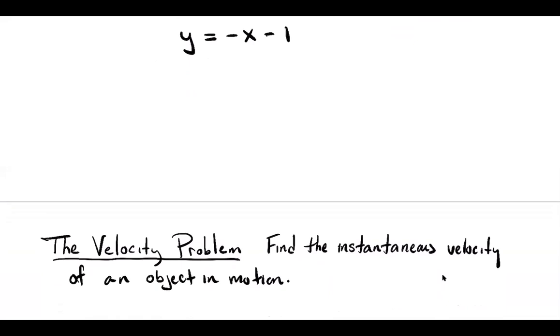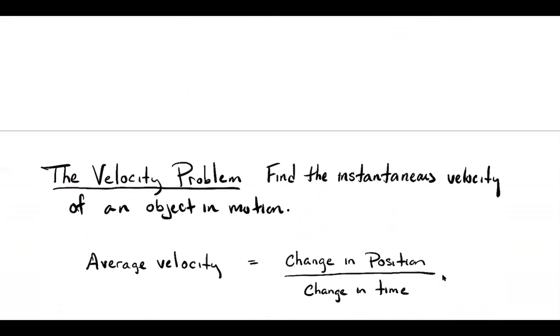Well, very briefly, simply stated, it's find the instantaneous velocity of an object in motion. The instantaneous velocity, in the sense that it's the rate of change in position, but not over an interval of time, but over just an instant of time. So here I can give you kind of an example.